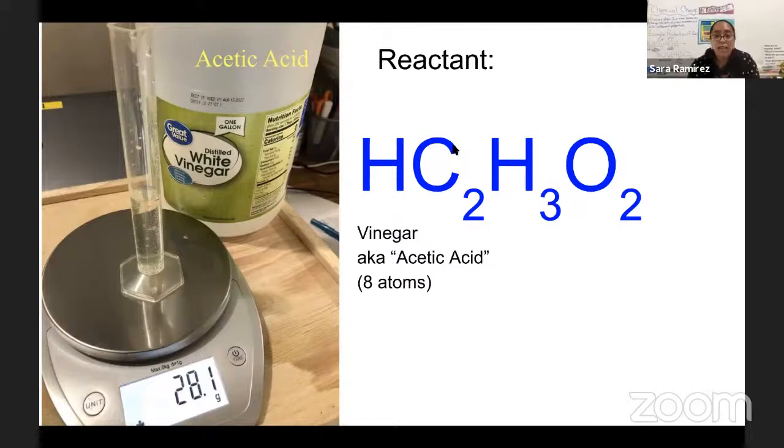Now, if we look at the chemical formula for acetic acid, we can see that it has 8 atoms total. So 2 plus 3 is 5, 5 plus 2 is 7, plus that 1 gives us 8. So we had the 6 atoms for baking soda and the 8 atoms for vinegar. So that means our product should have 14 atoms altogether, because 6 plus 8 is 14.